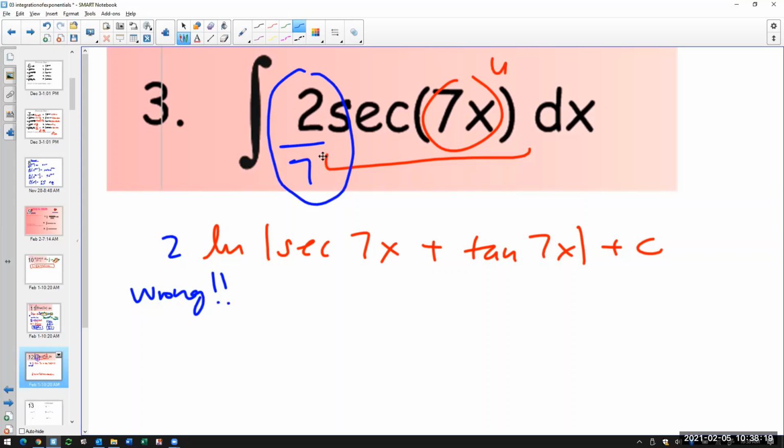Do they cancel out? Yes, there are no x's. So this answer is what? 2/7 times this whole ln. Okay, can you guys do this on your own? You feel comfortable with it?